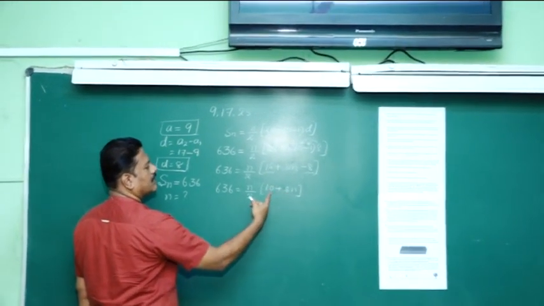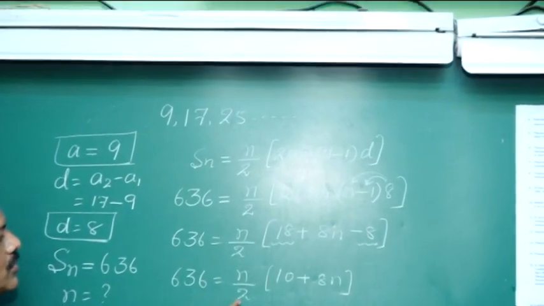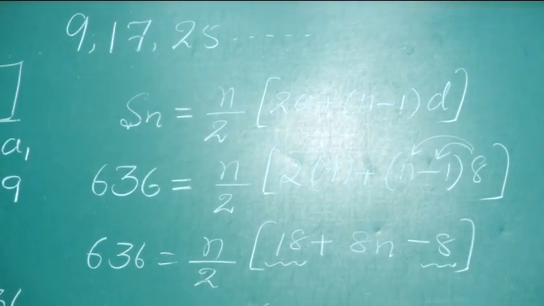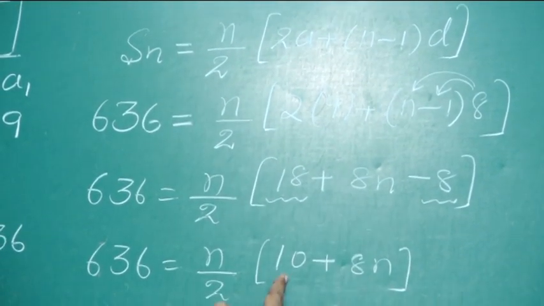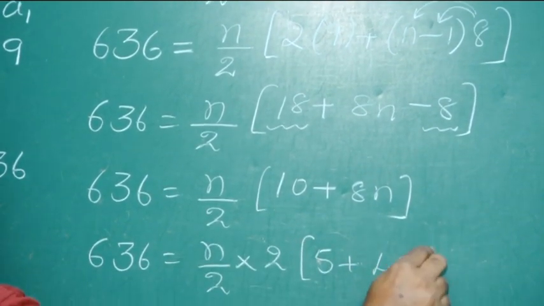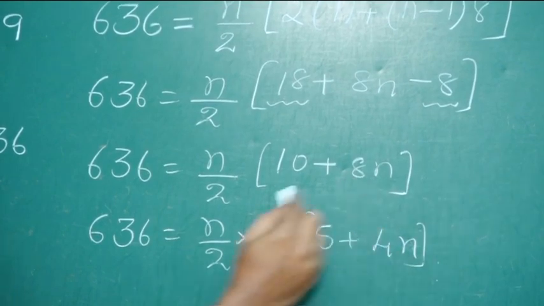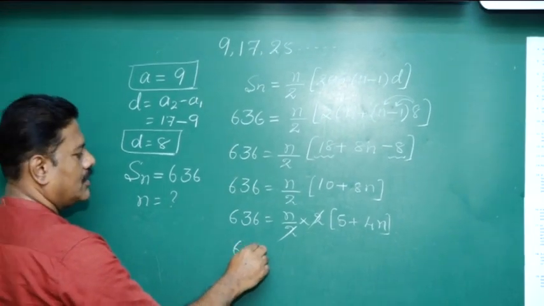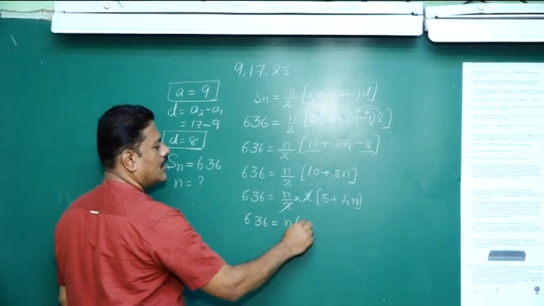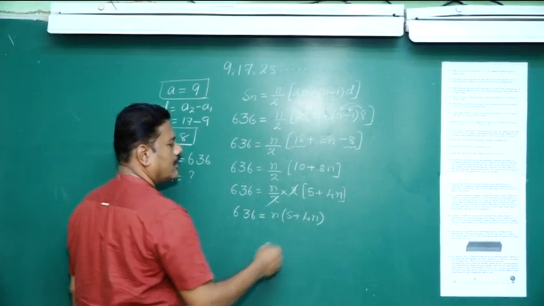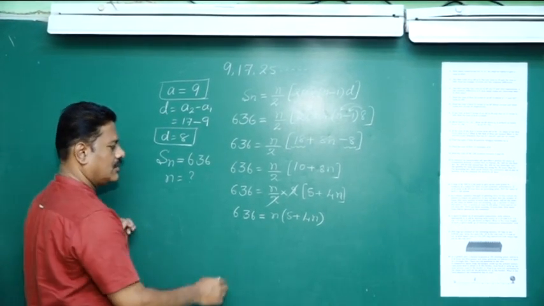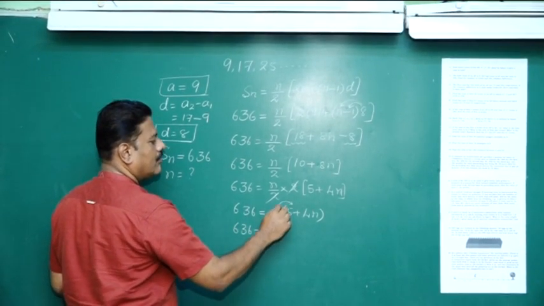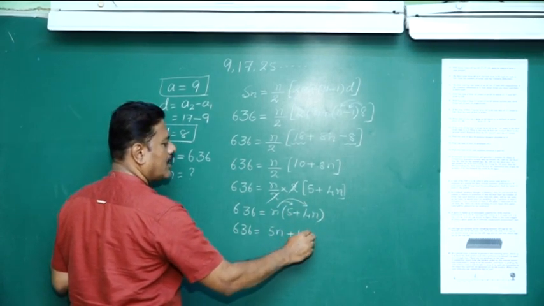You have a common factor here. You take out the common factor 2, so that this 2 will get cancelled. 636 equals n by 2 into 2 is the common factor: 2 fives are 10, 2 fours are 8. I have taken 2 as a common factor. See, this 2 and this 2 will get cancelled. What is remaining now? 636 is equal to n into (5 plus 4n). Now remove this small bracket. So 636 equals n into 5, 5n, plus 4n into n, 4n square.